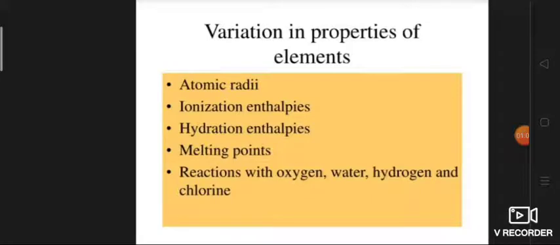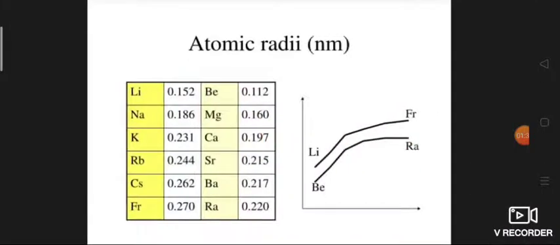Due to the presence of only one electron in the valence shell, they are paramagnetic, exhibiting +1 oxidation state. But their cations are diamagnetic because of the absence of unpaired electrons. So when you see the variation in properties: atomic radii, ionization enthalpy, hydration enthalpy, melting point, reaction with oxygen, water, hydrogen and chlorine, the elements show variation in properties.